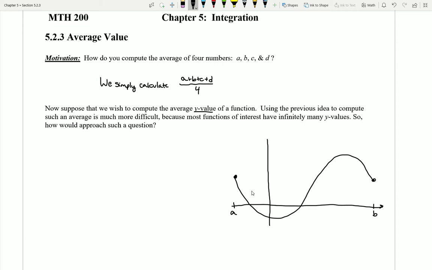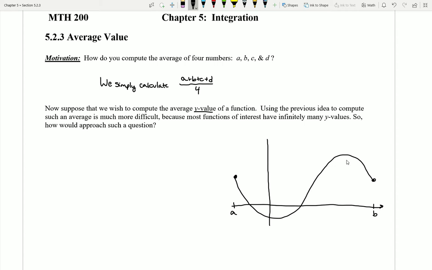Well, the reason that that's difficult is because how many y values are on this function? I mean, infinitely many. There's infinitely many points, right? So every single point has its own y value that's on the function. So how in the world can I ever possibly do this? I can't grab every single possible y value. So we're going to need a different approach.